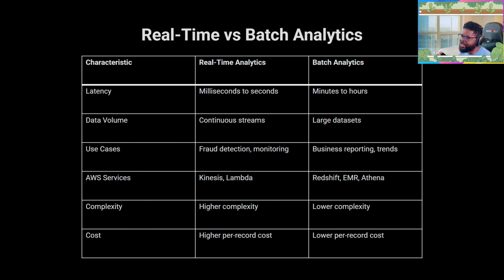Milliseconds to seconds, right? Data volumes, continuous streams on one side, but for batch, it's really large data sets that we're talking about, right? So use cases, and think about it. For real time, for fraud detection, you probably want real time because you don't want something that you're detecting after like an hour ago, right? You want something that is pretty much real time. You're just getting it and analyzing it, and then if you catch a case of fraud, you can just flag it immediately, right? But batch obviously is you're doing business reporting, you're trying to find trends, that's like some good use cases, right?